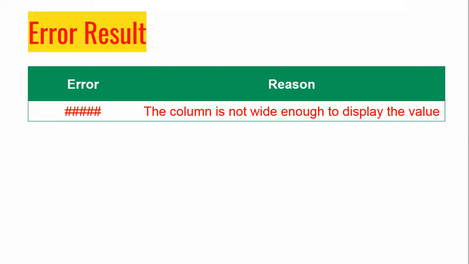Error results, which is there on page number 14. My dear respected students, this one is very, very important, and you are supposed to concentrate on that. First, the table is there on page number 15. Here it is table 1.3 in your book. Error number 1, there is a hash. What is the reason behind this? When we see this kind of error in an Excel sheet, the column is not wide enough to display the value. Column itna width में नहीं है कि वो उस value को display कर सके.